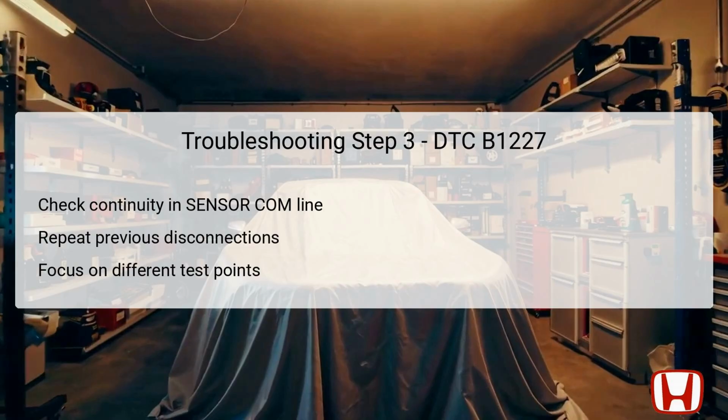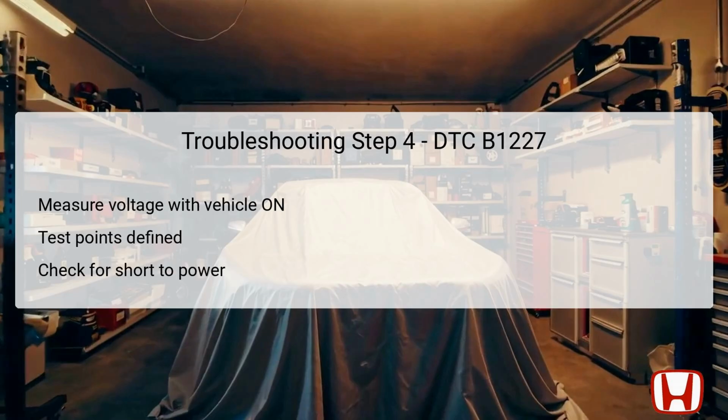Checking these points helps diagnose any potential breaks in the sensor COM wire. This continuity check is crucial as it ensures that signals can flow through this line correctly. If continuity is confirmed at this step, it signals that the sensor COM line is not the issue, guiding the next steps in the troubleshooting process.